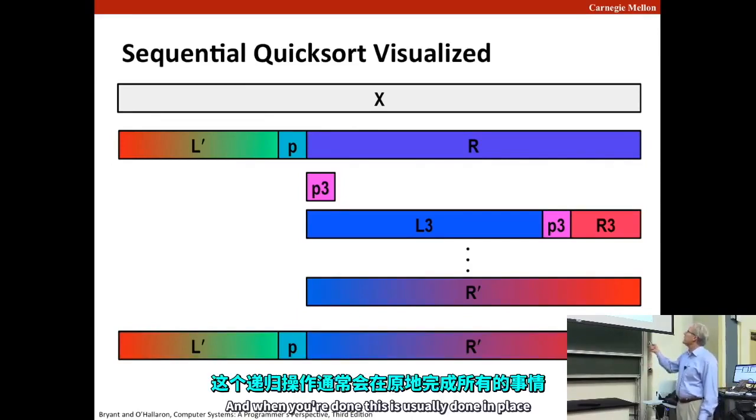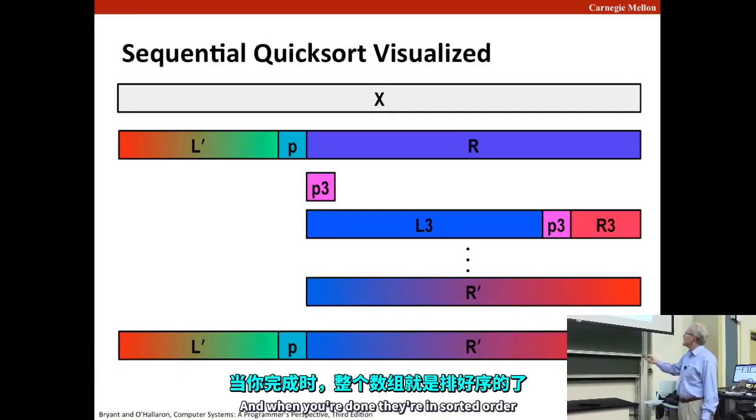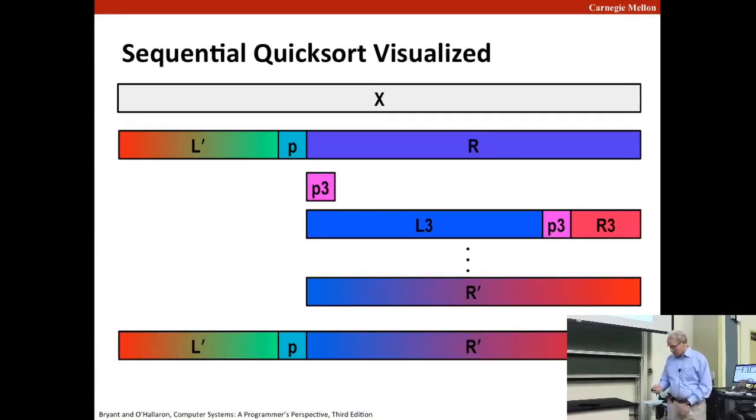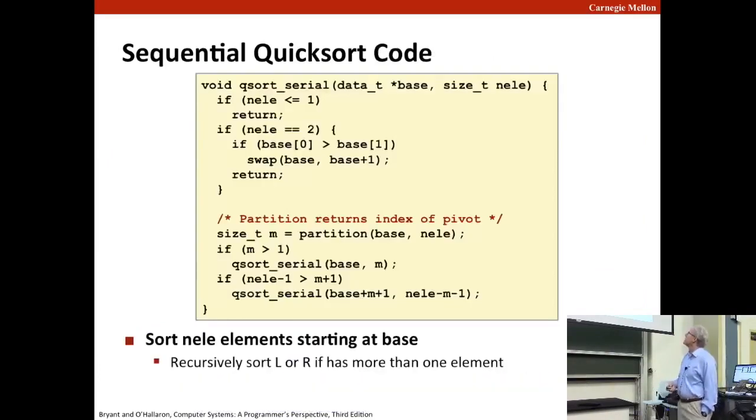And when you're done, this is usually done in place. So the L part works on one part of the array, and the R part on another. And when you're done, they're in sorted order. It's a very simple sort and generally has very good performance.